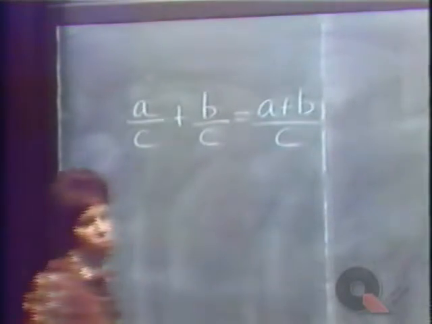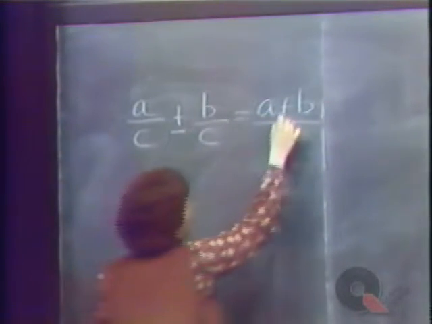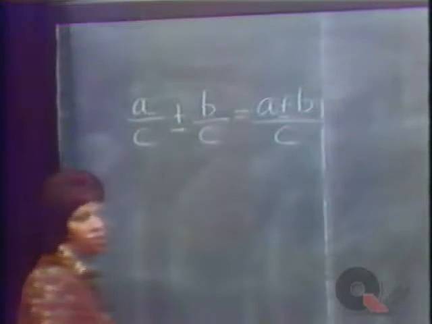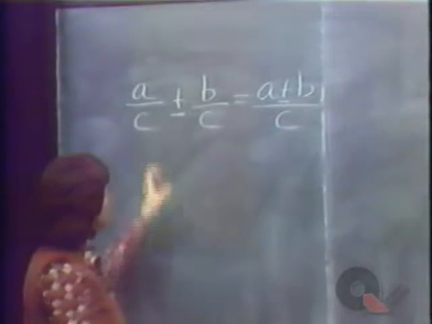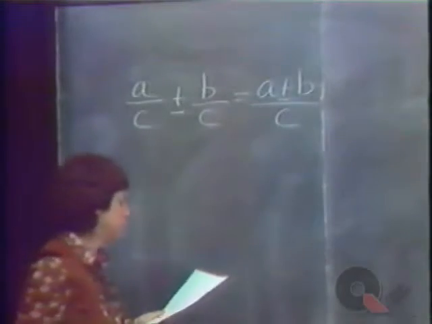And it's also good for subtraction. a minus b over c would be a minus b divided by c. So for either addition or subtraction, you have the same denominator, you combine the numerators and put them over the common denominator.